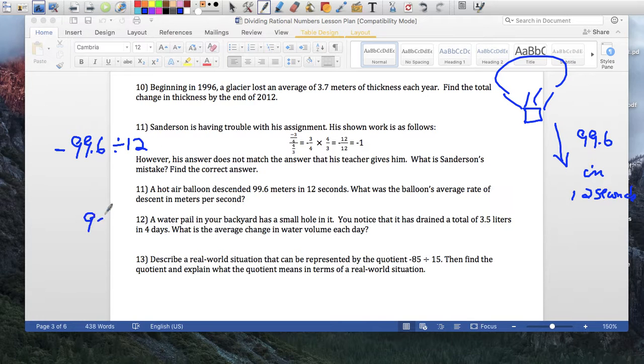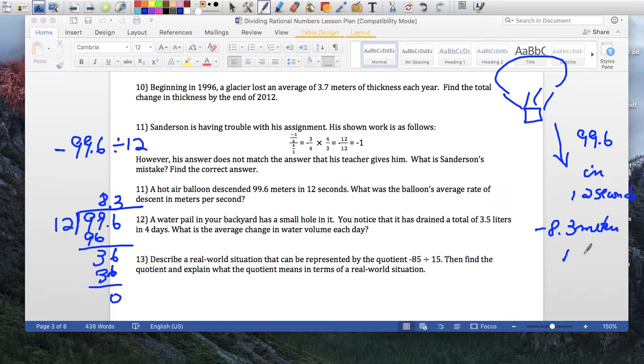So set up your problem. 99.6 divided by 12. 12 goes into 99 8 times, which is 96. 3 left over, bring the decimal up, which I forgot. This is 6 over here. 12 goes into 36 3 times, and that's going to give us a remainder of 0. So what was his rate of descent in meters per second? His rate of descent in meters per second was negative 8.3 meters per second.